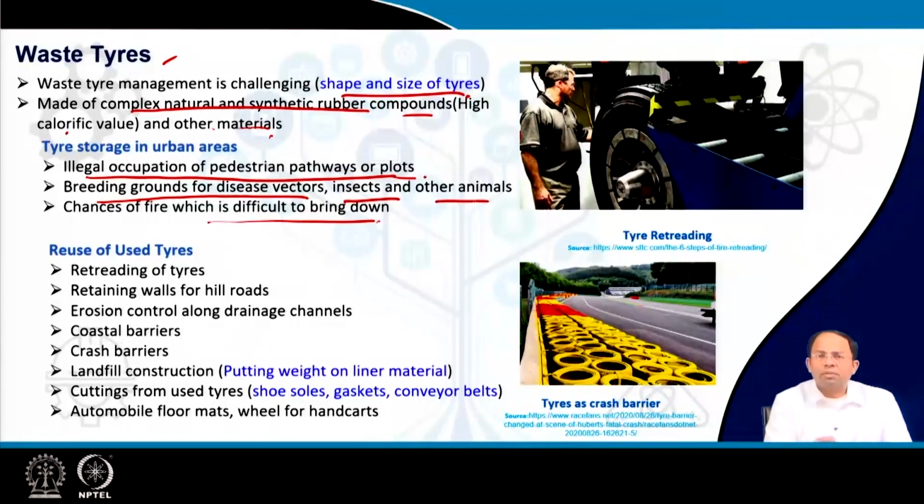A lot of insects and other animals can also breed in these particular spaces. So this creates a lot of problems in urban areas. There are different reuses for used tires, and ULBs can facilitate that. For example, retreading of tires. Over here you can see the tire is being retreaded.